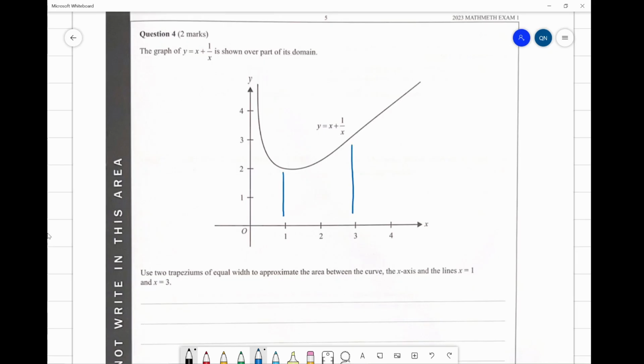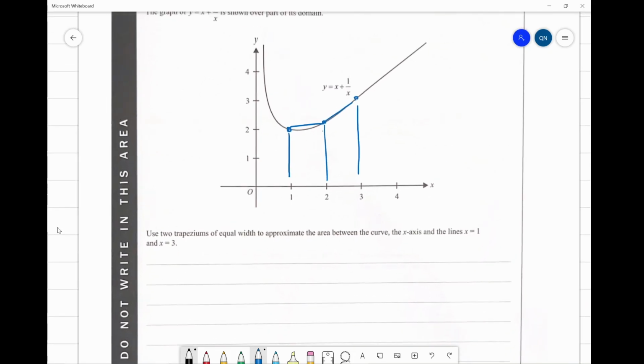So right over here, using two trapeziums of equal width, because the distance over here is exactly 2, that means the width is exactly 1. So we want to find the function values over here, and we want to connect these with lines like so. Okay, so we can just use the trapezium rule formula, whatever it's called.